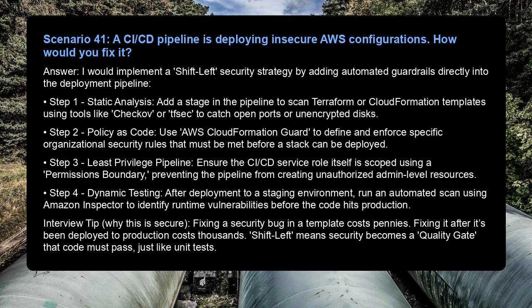Step 2, policy as code. Use AWS CloudFormation Guard to define and enforce specific organizational security rules that must be met before a stack can be deployed. Step 3, least privilege pipeline. Ensure the CI/CD service role itself is scoped using a permissions boundary, preventing the pipeline from creating unauthorized admin-level resources. Step 4, dynamic testing. After deployment to a staging environment, run an automated scan using Amazon Inspector to identify runtime vulnerabilities before the code hits production.